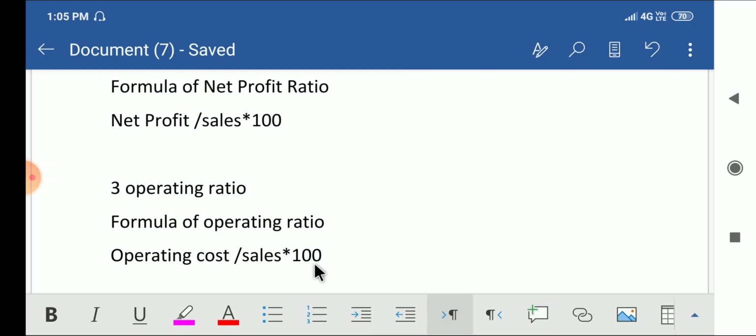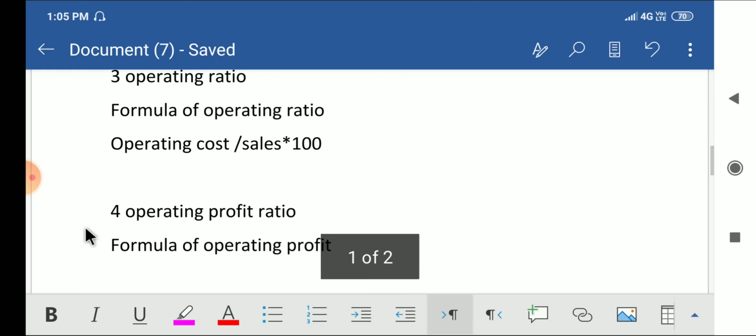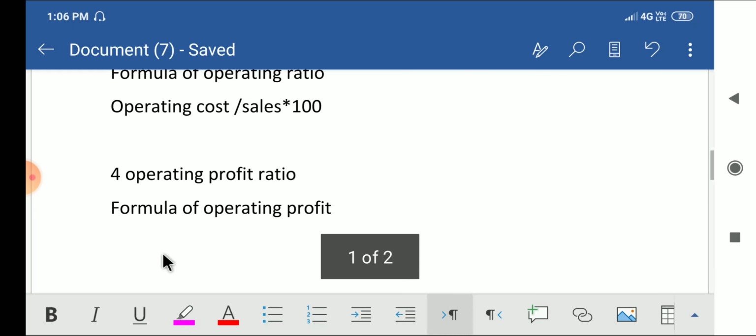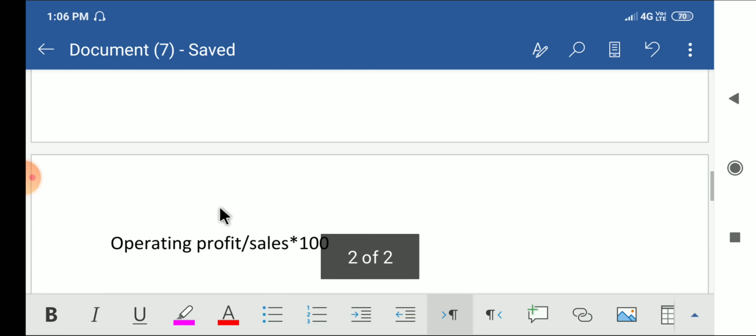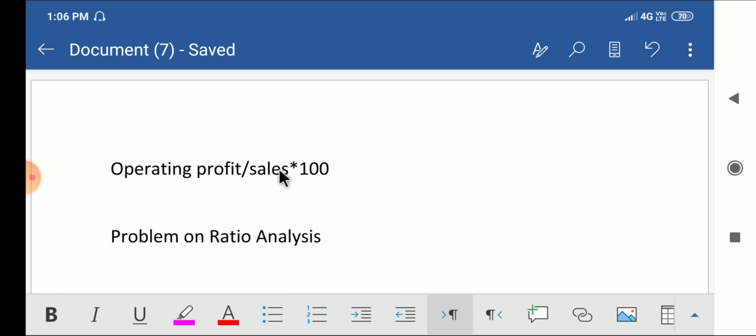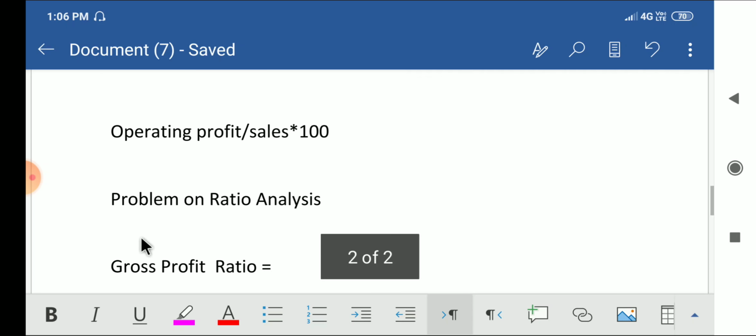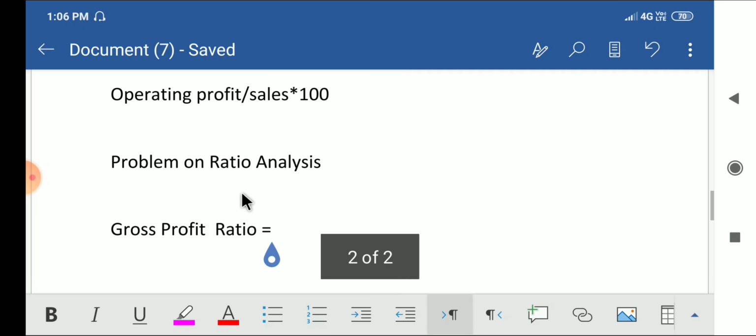Next is operating profit ratio. Operating profit ratio is also called operating income ratio. By this ratio, the net operating rate on sales is measured. The formula of operating profit ratio: operating profit upon sales into 100. This ratio indicates the relation between the operating profit and sales. That is called operating profit ratio.